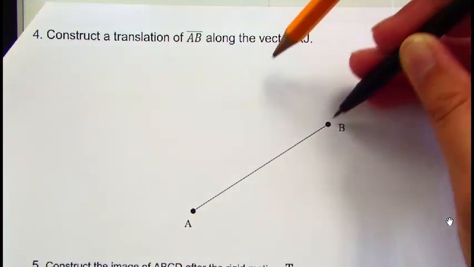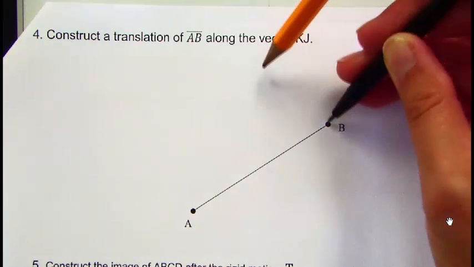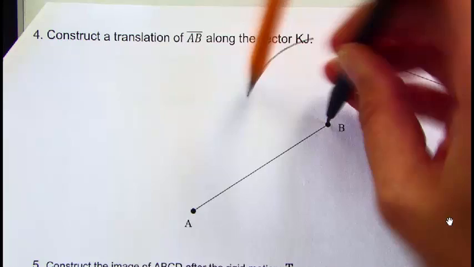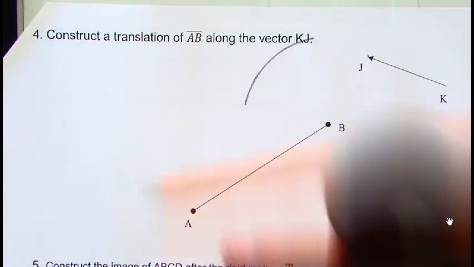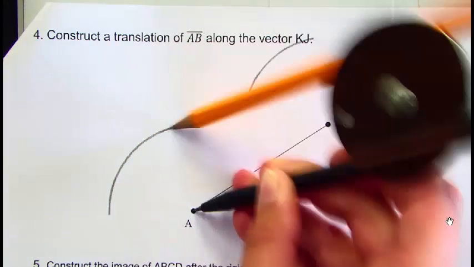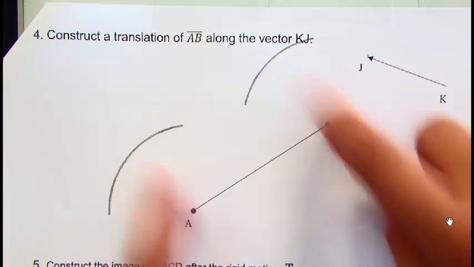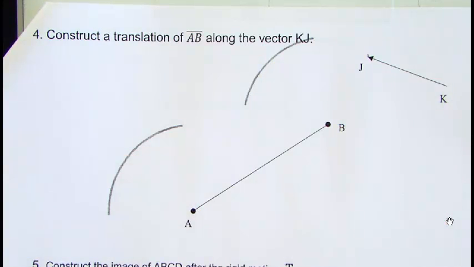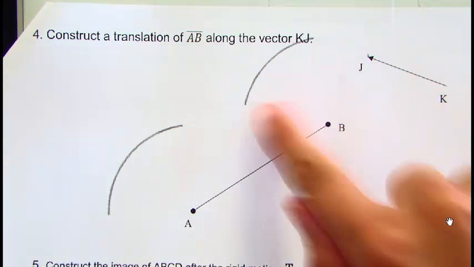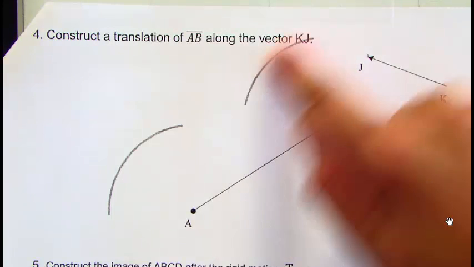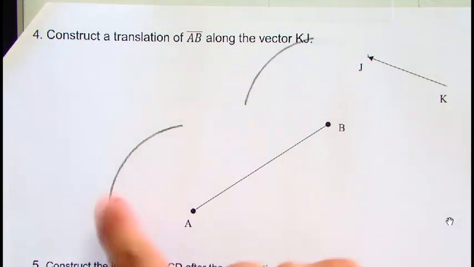So now I'm going to copy this vector off of point B. And I'm also going to copy this vector off of point A. Point B and point A should translate the same amount in the same direction. So this means B prime should end up along this arc, and A prime should end up along this arc.